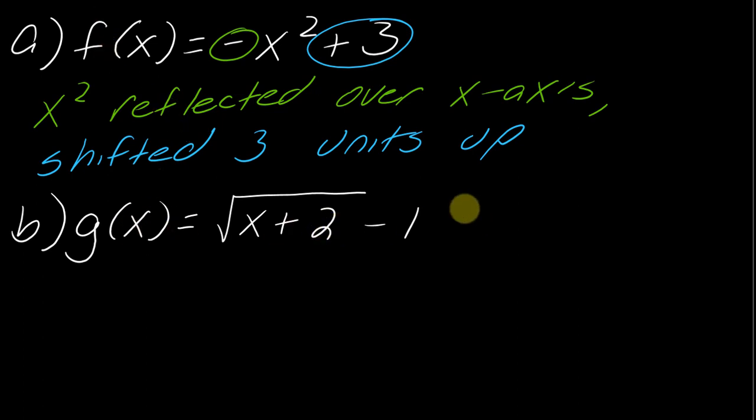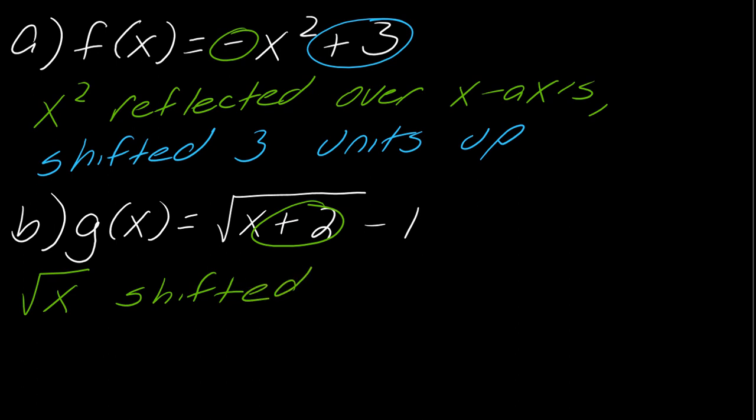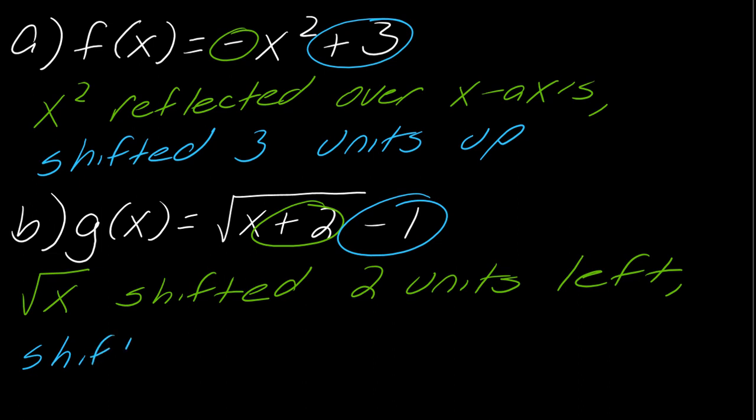Now with this next one, this is a great one because it really allows you to see the difference between a number inside or outside the function, that concept I keep bringing up. This 2 is inside of the square root function. This -1 is on the outside of it. So this +2 means that we have the square root of x shifted. Okay, it's +2, so that means it's going to move left. Shifted 2 units left. And then this -1 means it's shifted 1 unit down.